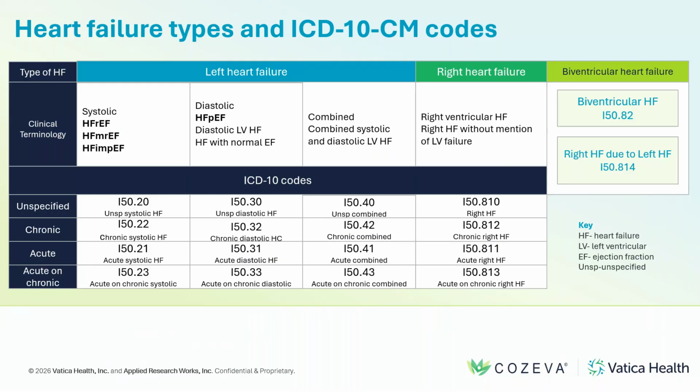The AHA/ACC guidelines also state heart failure with improved ejection fraction is a subgroup of heart failure with reduced ejection fraction. And that makes sense because the EF had to be less than 40% at some point to have improved to greater than 40%. So heart failure with improved EF, you use a code for chronic systolic heart failure.